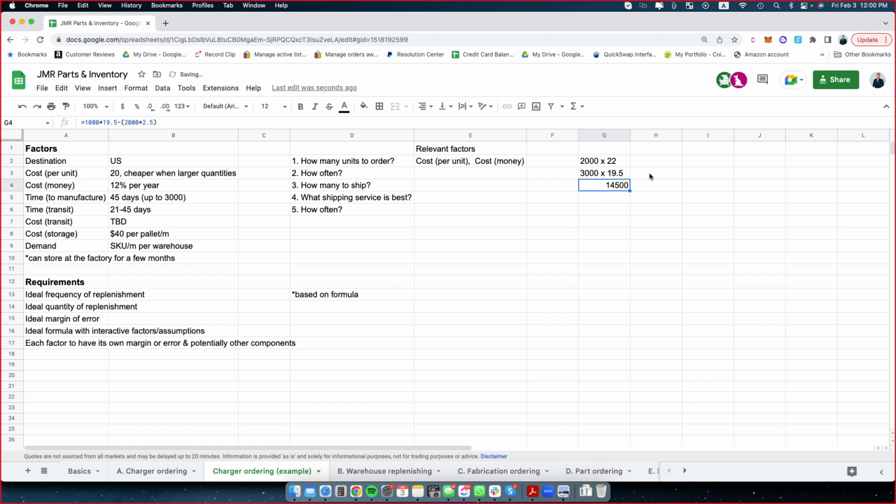So I have this amount of money that I've just spent more than I needed because I bought 3,000, although I just needed two to get a better price. So now I have 14,000 and I'm paying 12% a year on them. So a year it's going to cost me $1,700, just the cost of money. So the question is, is it worth it?